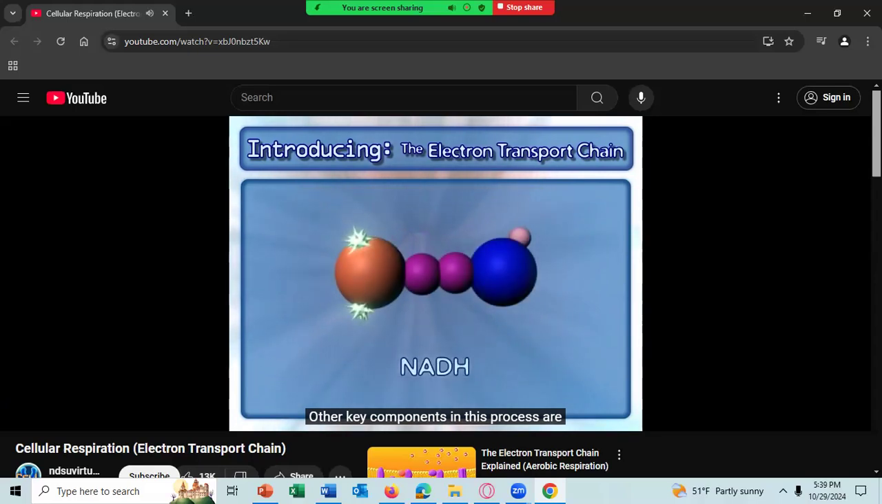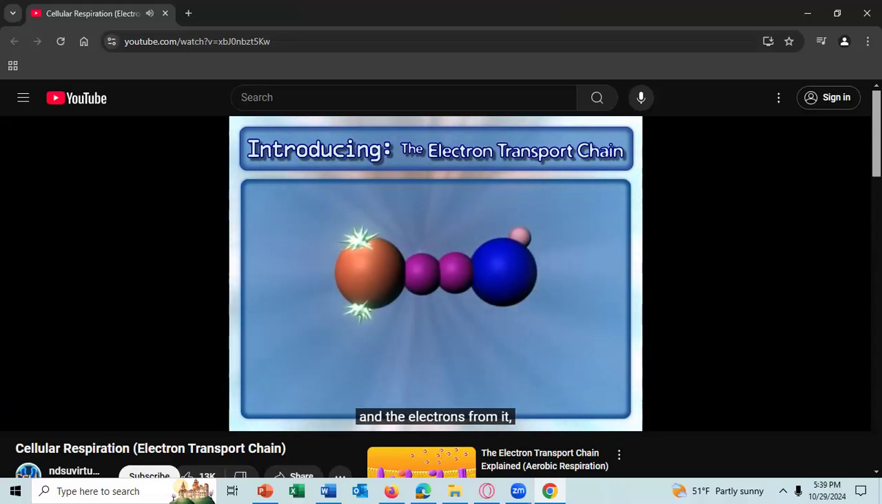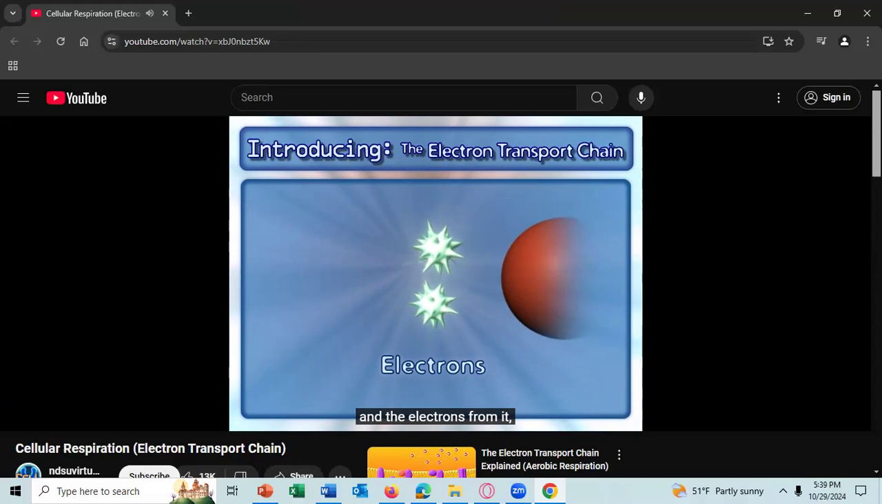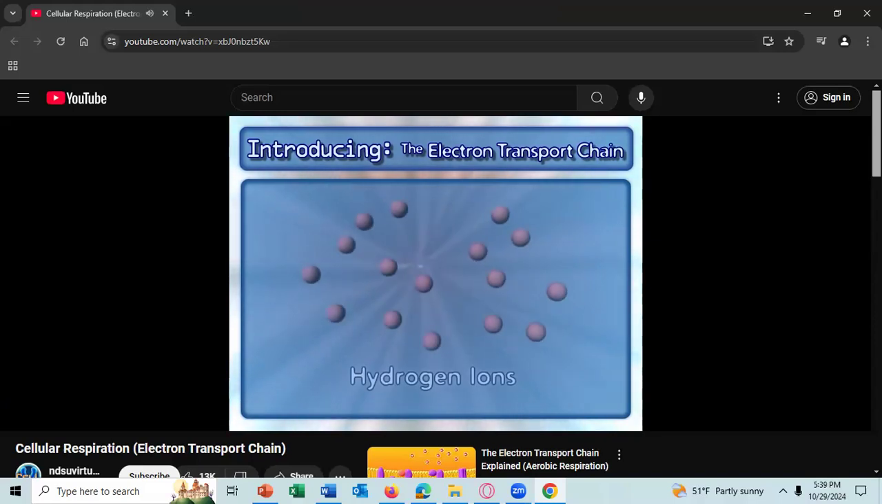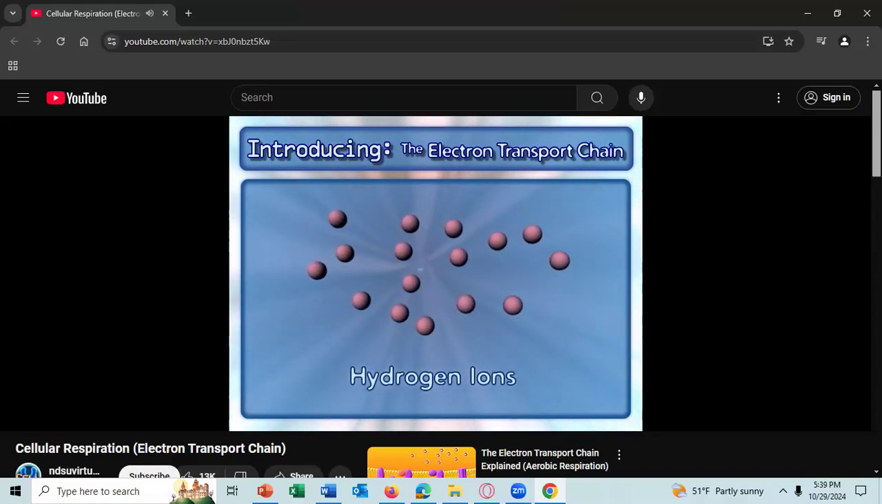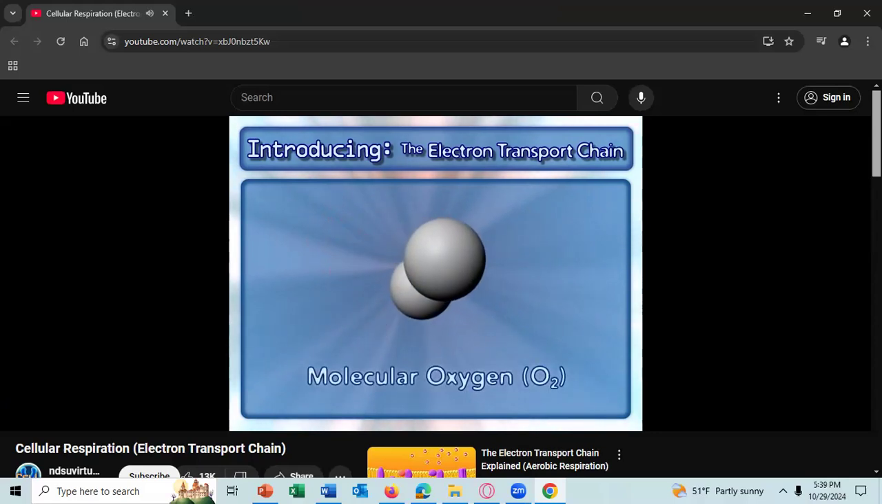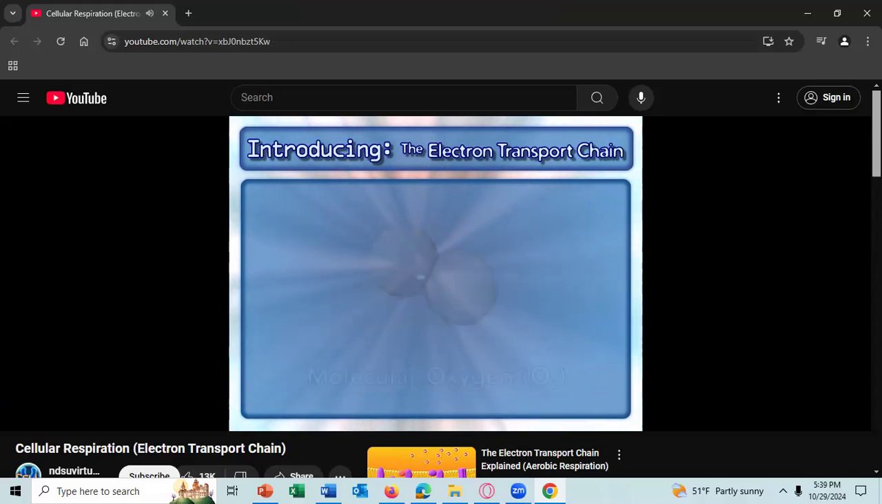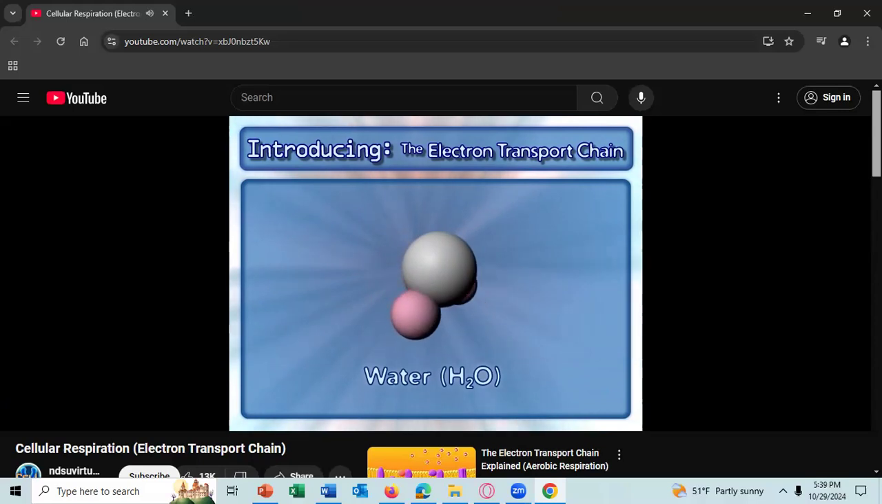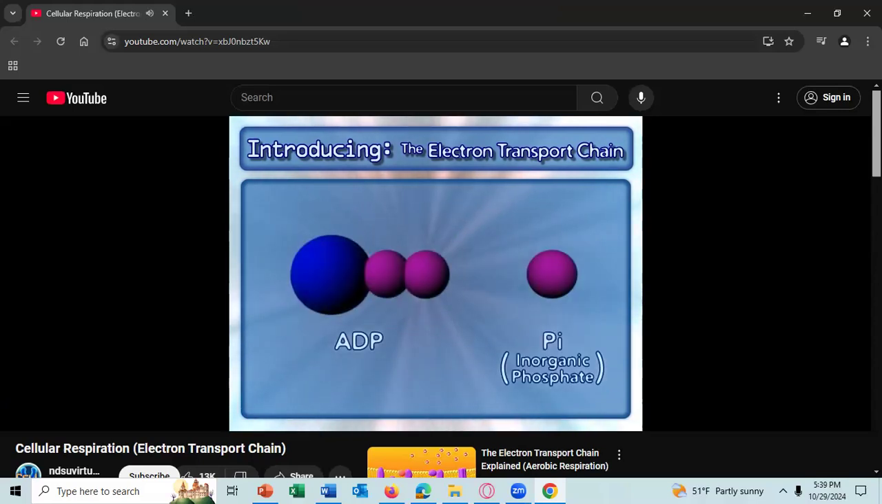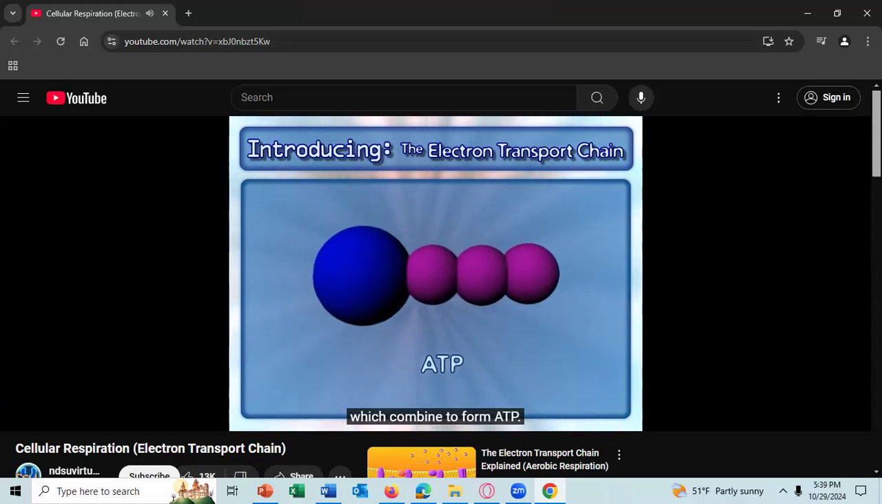Other components in this process are NADH and the electrons from it, hydrogen ions, molecular oxygen, water, and ADP and Pi, which combine to form ATP.